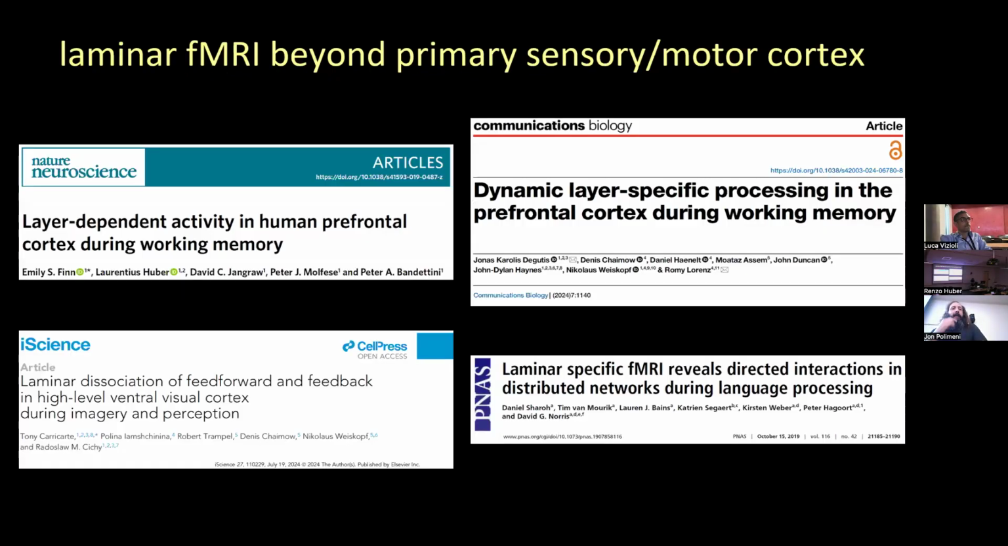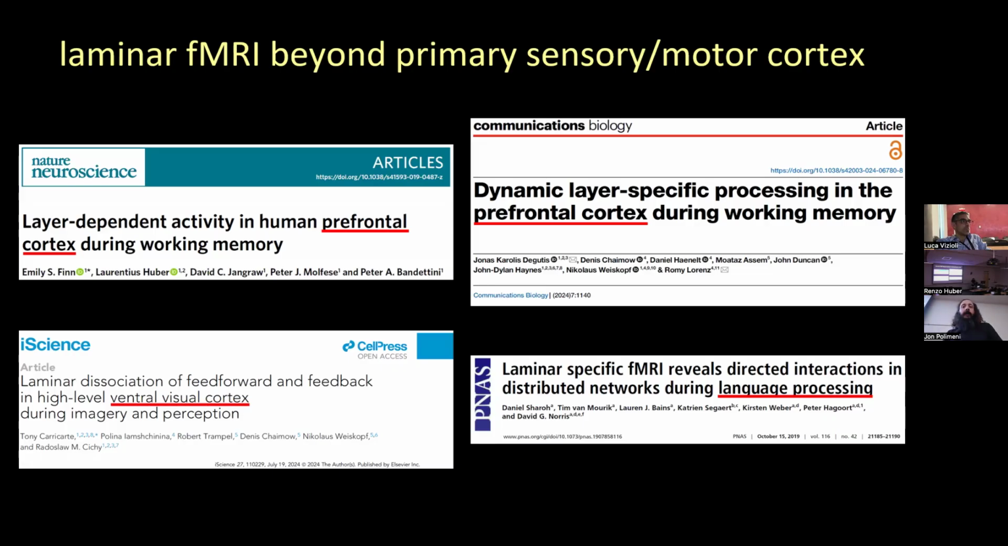Now, many layer fMRI studies are focused on primary sensory or motor cortex. We're seeing a trend toward looking beyond these primary sensory motor cortices. We see recent laminar fMRI studies in prefrontal cortex, ventral visual cortex, and language processing. I think this is a sign of the maturity of the field, that we're extending these techniques beyond simple sensory paradigms into more cognitive neuroscience.